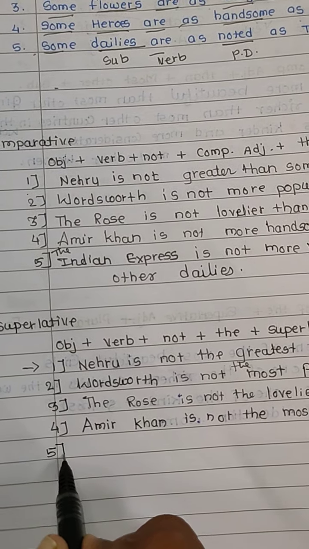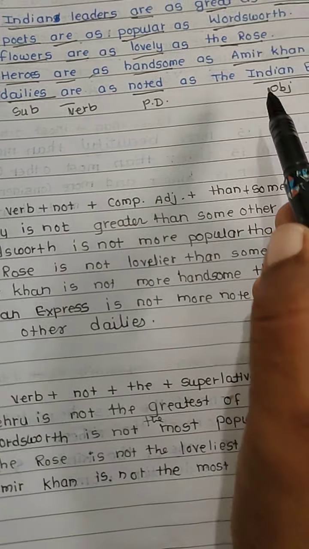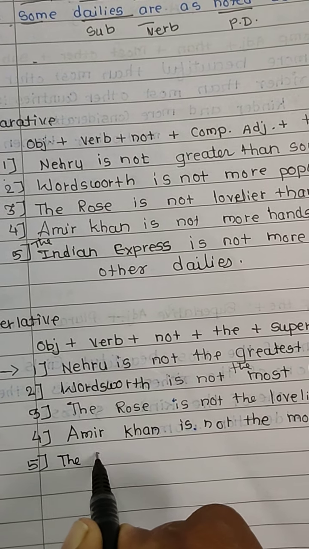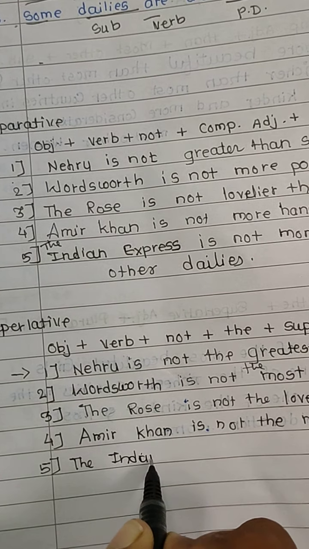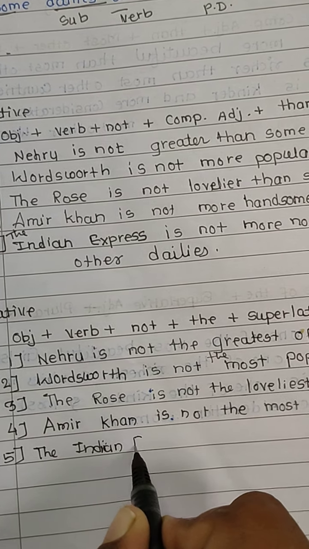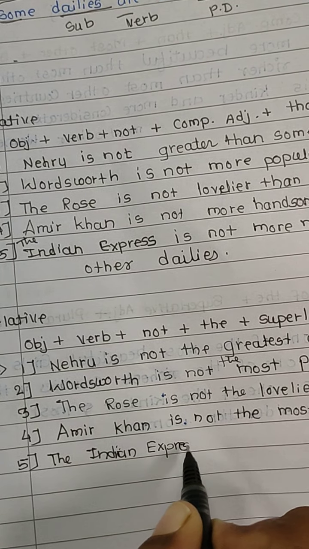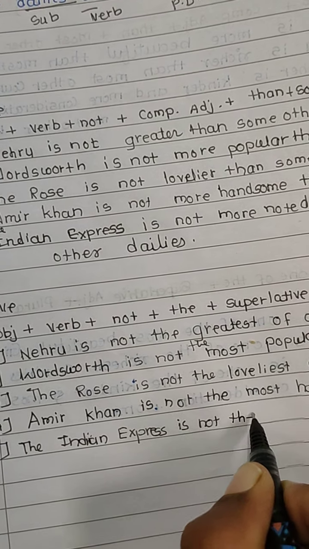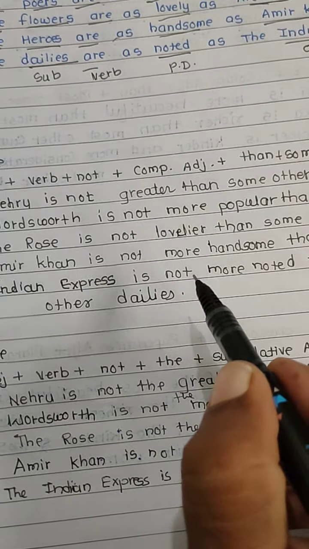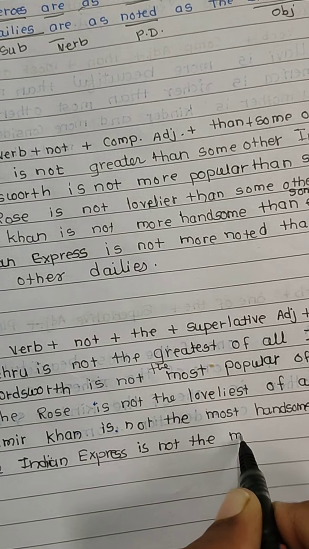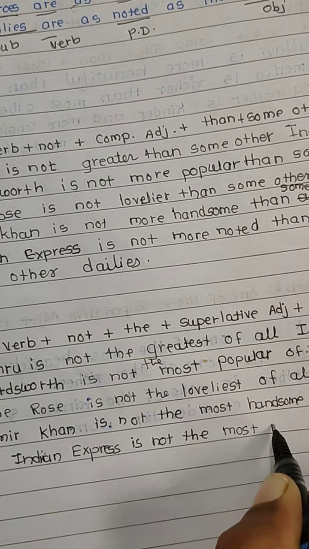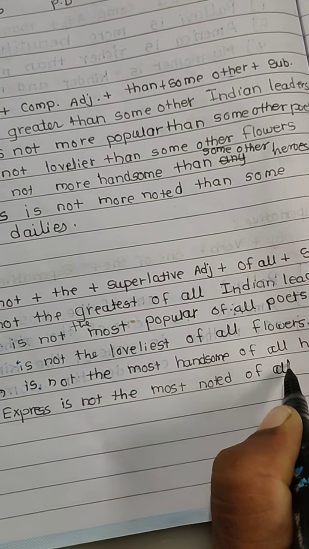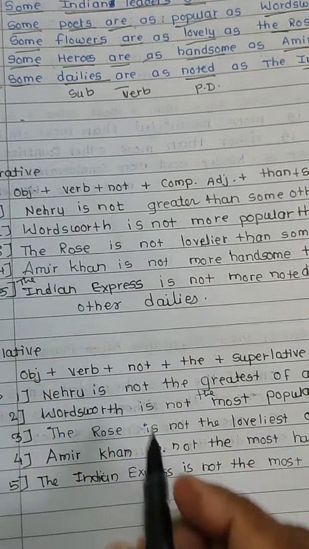Fifth, that became the last. So find out the object. The object became the Indian Express. Write down here first: The Indian Express is not the noted, more noted. Here we can use most noted as a superlative adjective of all dailies.